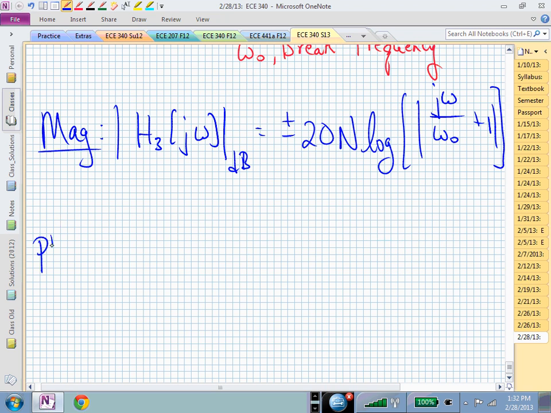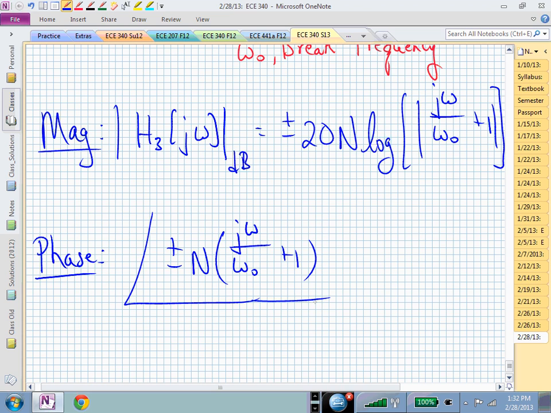We also can think of the phase, and the phase is now the angle of plus or minus N times (j omega over omega naught plus 1). We're interested now in the angle of that piece, and we'll just scale it by however many of those we have, which is given to us by capital N. And if I now said find the angle of this complex number 1 plus j omega over omega naught, how would you find that angle?